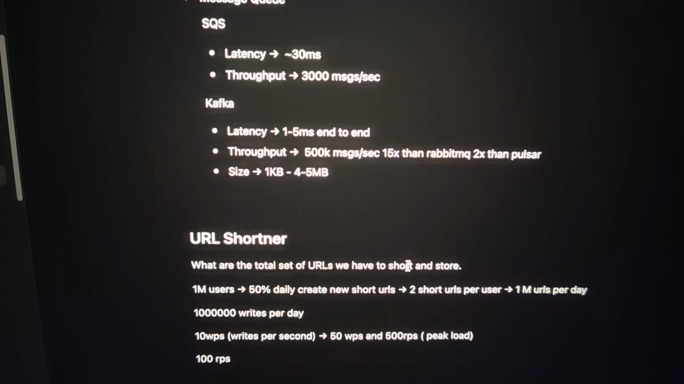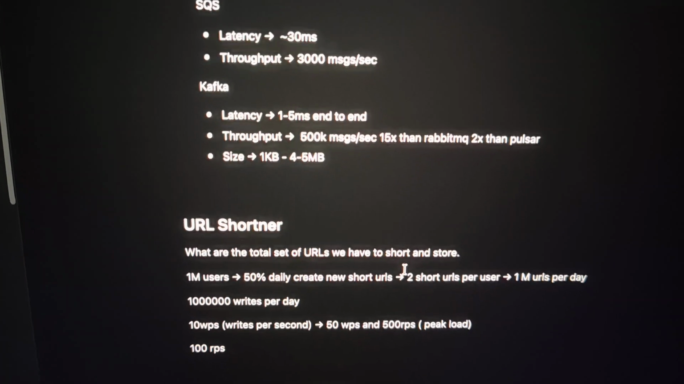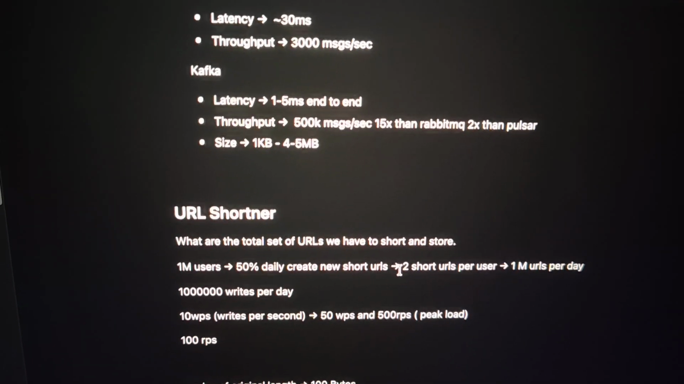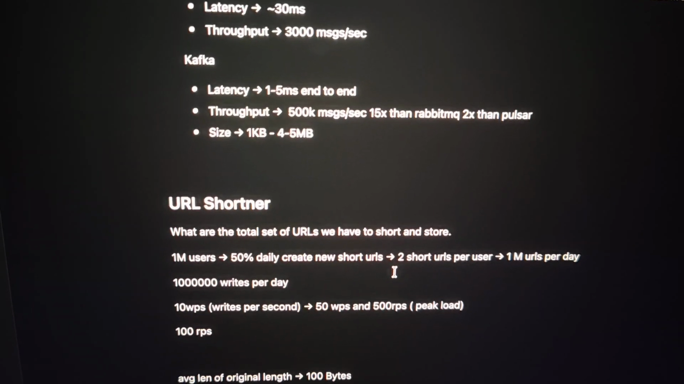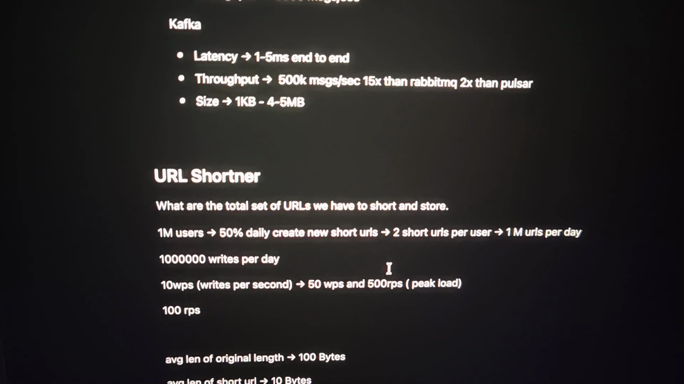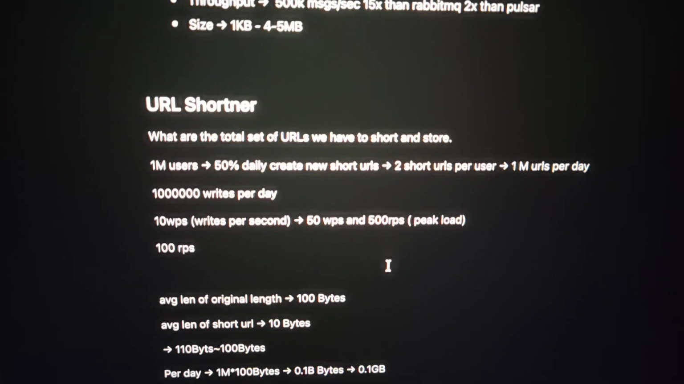Coming to message queues, you have SQS, which has a latency of 30 milliseconds and throughput of 3000 messages per second, and Kafka, which is very fast, with 1 to 5 milliseconds latency and throughput of 500k messages per second. This is for single instances. You often get the throughput and latency of clusters.